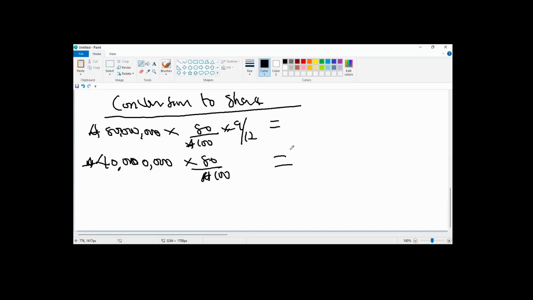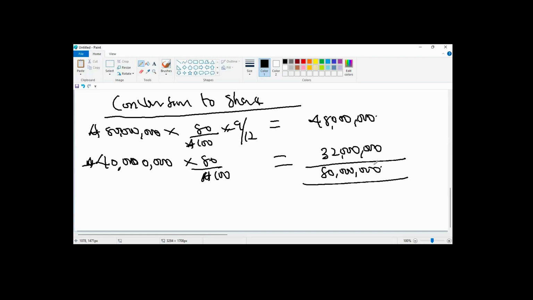What does the first one give to us? 48 million. Yes, 48 million. This one gives 32 million. 48 plus 32 is 80 million. I will not test for dilution.